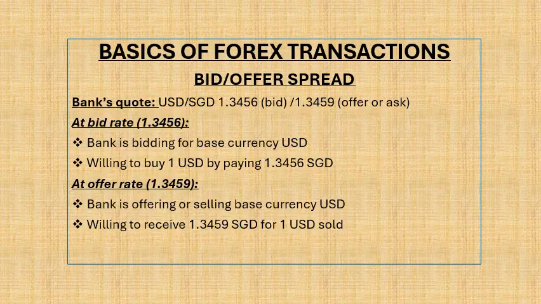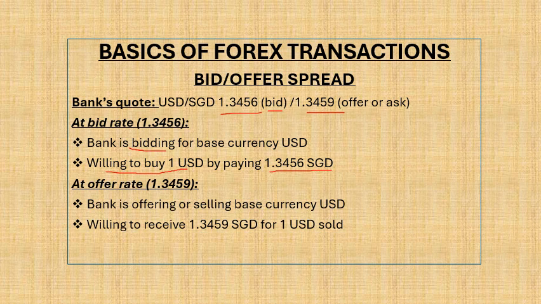Let's now discuss the bid-offer spread. In practice, a bank would quote two rates for a currency pair as follows: USD SGD 1.3456, 1.3459. Here 1.3456 is the bid rate. The bid rate is the rate at which the bank is bidding for the base currency. That is, it is willing to buy US dollars by paying the counter currency Singapore dollars. That is, the bank would pay 1.3456 Singapore dollars for 1 US dollar.